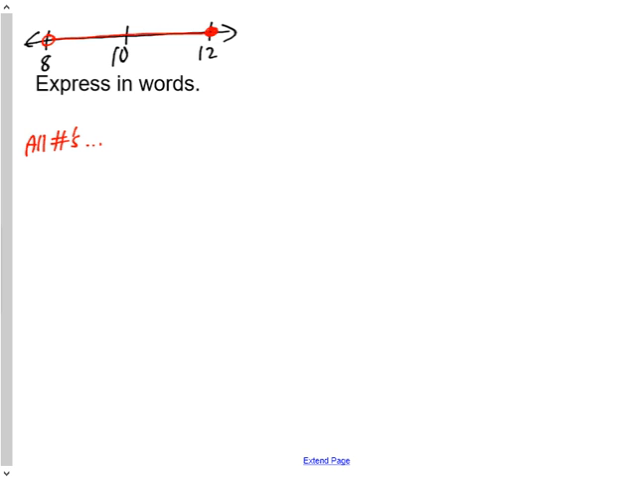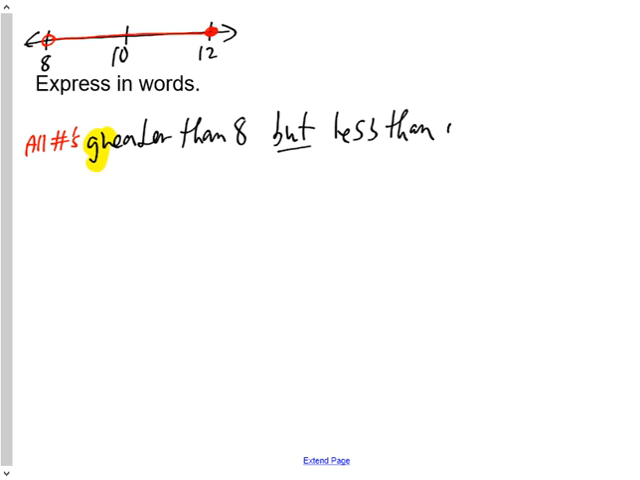Next question, we have all values. This is a tricky one. So we have all values greater than 8. So this is not including 8, so just greater than 8. All values that are greater than 8, but less than or equal to 12.